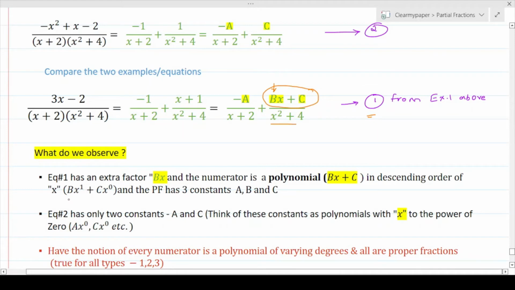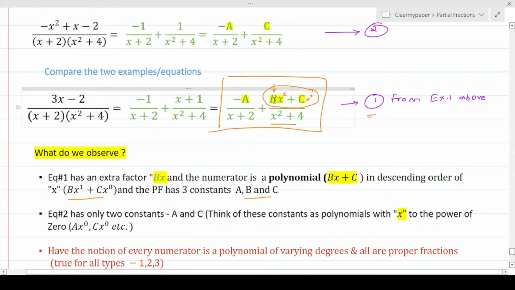If you see here, I put x raised to the 1. And then this constant is 0. So this is as good as x to the power 1, and this constant is x to the power 0. That's what it is. And the overall partial fraction, the final answer, has got three constants: a, b, c. That's what we observe. Now let's move on to equation number 2 and see what we observed there.